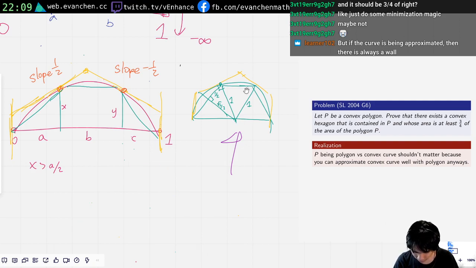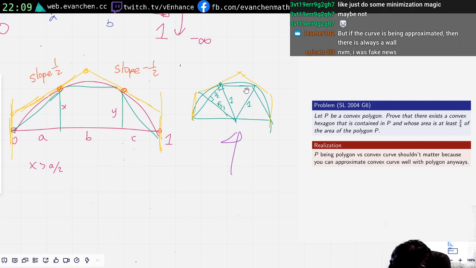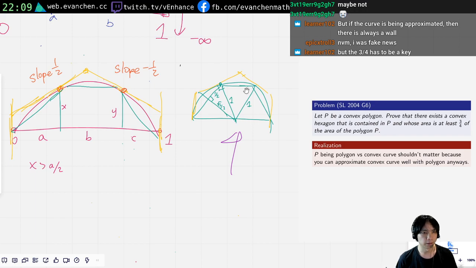Man, I got really excited. I thought 1/2 and minus 1/2 was going to be it, because those are rational numbers, but that's not correct. Basically, what I want to do is pick 2 points, draw 2 tangents, and then bound things by the tangent. Yeah, this 3/4, I'm absolutely convinced this is where the 3/4 is coming from.